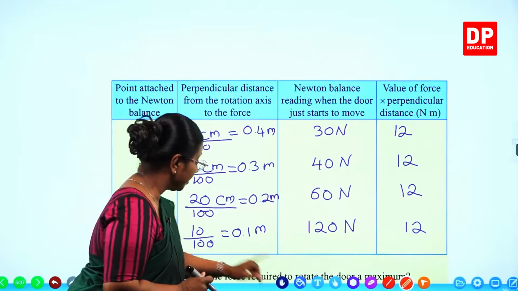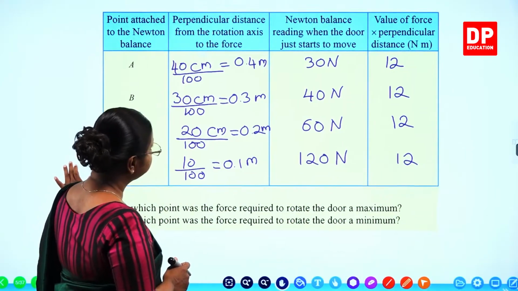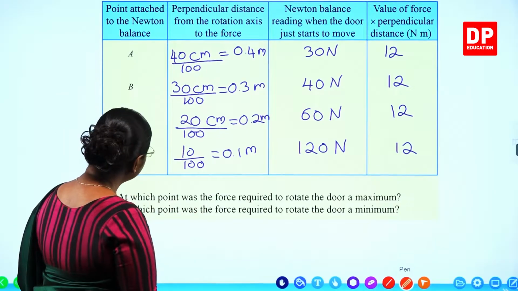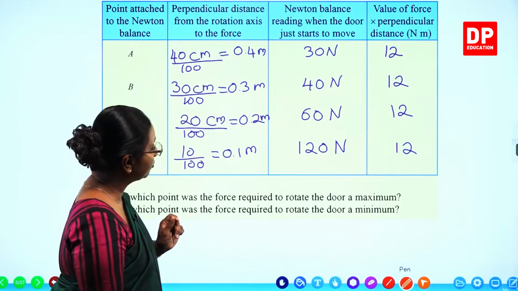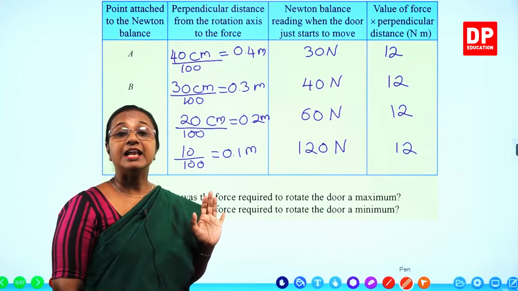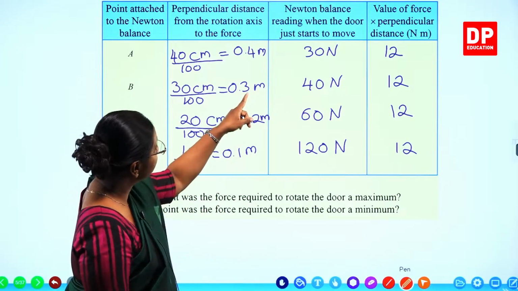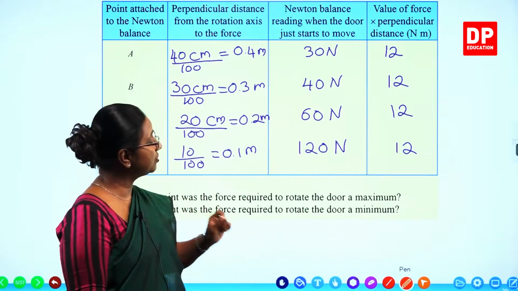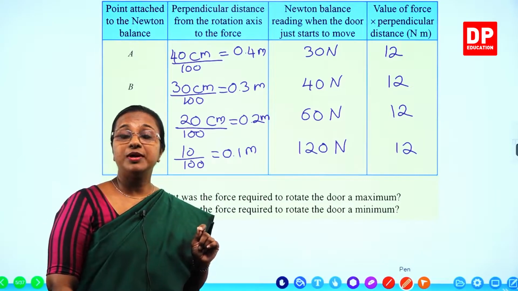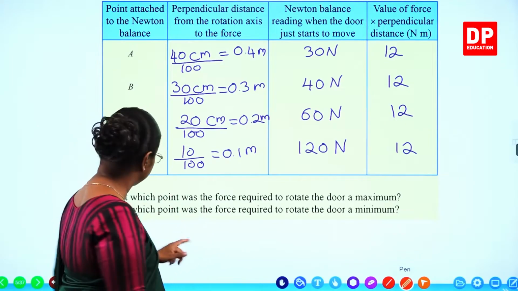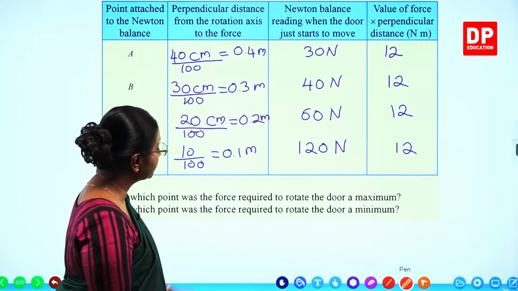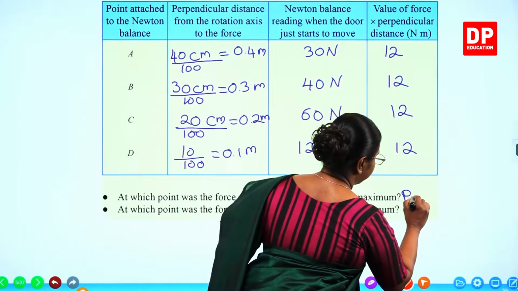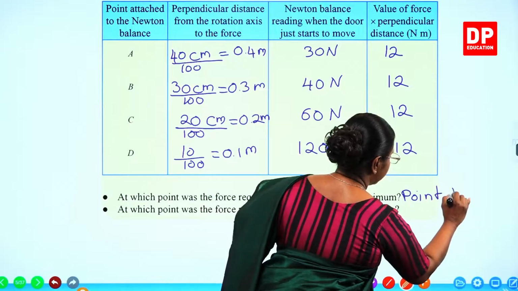There are two questions under this activity. We'll try to answer that. At which point was the force required to rotate the door a maximum? Now here you can see when it was at point A, 30 Newton force. As you go closer to the hinges and finally at point D, it's 120 Newtons. So at which point was the force required to rotate the door maximum? That's at point D.